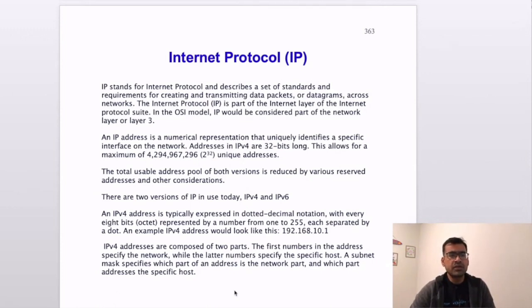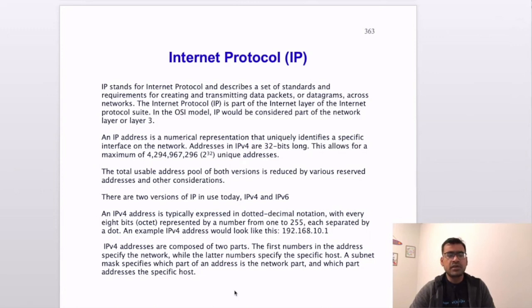So 4 billion unique IP addresses you can get, but you cannot use all of them. The total usable address pool is reduced by various reserved addresses, and we'll see what those reserved addresses are and what their use cases are.